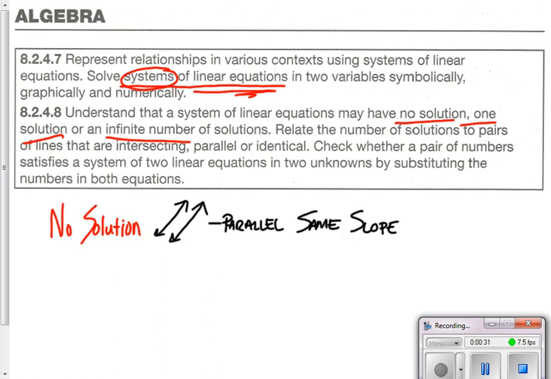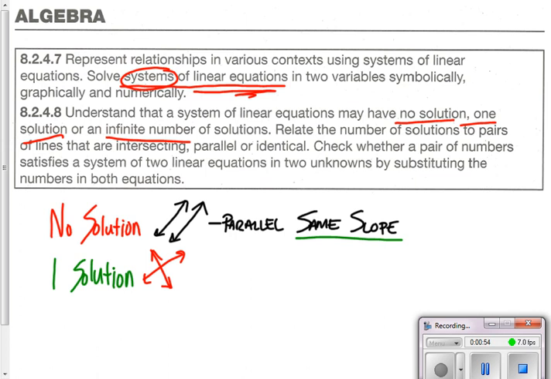No solution: when you graphed them, both lines were parallel. Remember, parallel lines have the same slope. The solution is basically the point of intersection, where the lines cross. And with parallel lines, they'll never cross. The big thing there is they'll have the same slope when you put it in slope-intercept form.